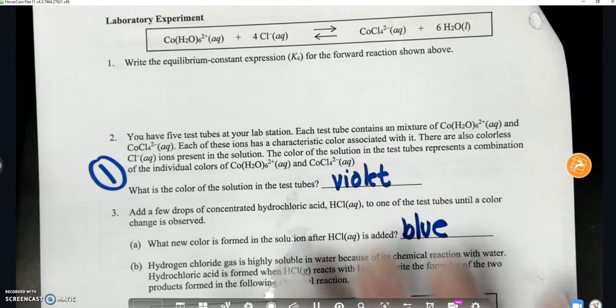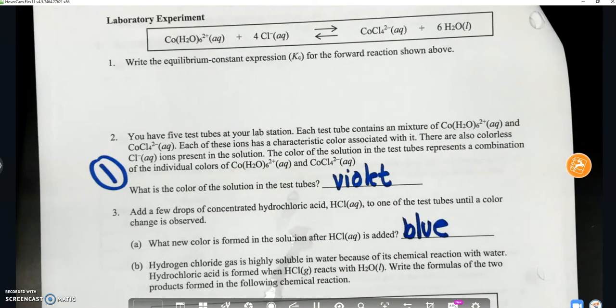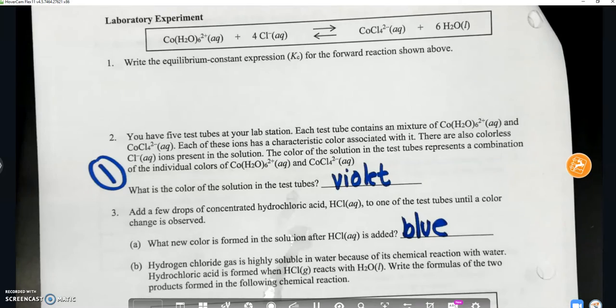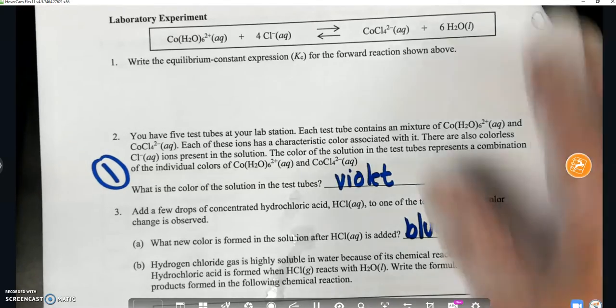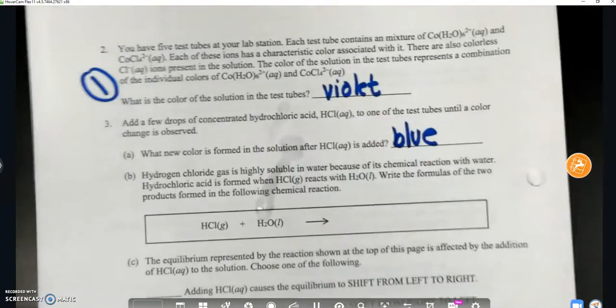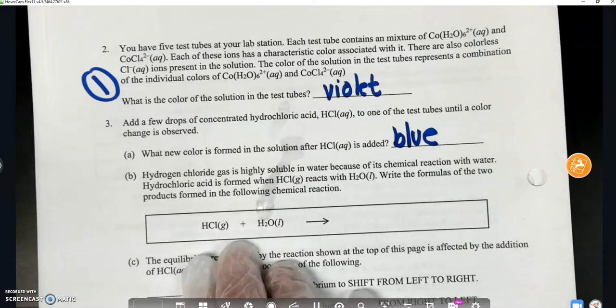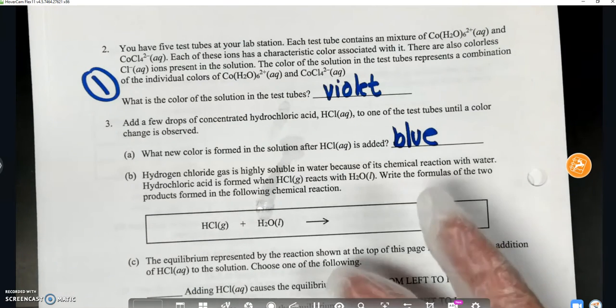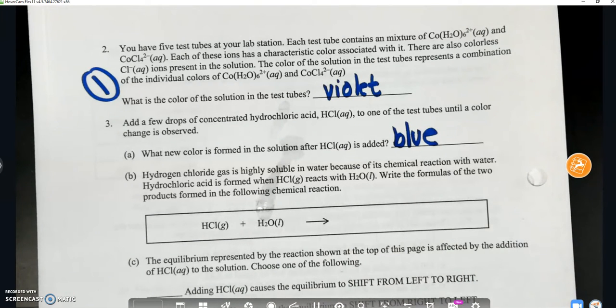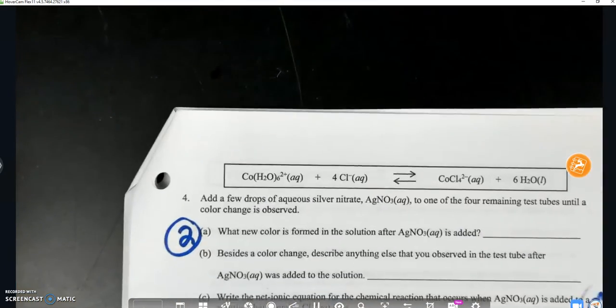So what you're going to do is answer questions based on what you just saw. The rest you can do. You're going to write a balanced chemical equation of the interaction between HCl and water. What happens when we add the HCl to the aqueous solution? You're going to determine whether it shifts left or shifts right, and go from there.